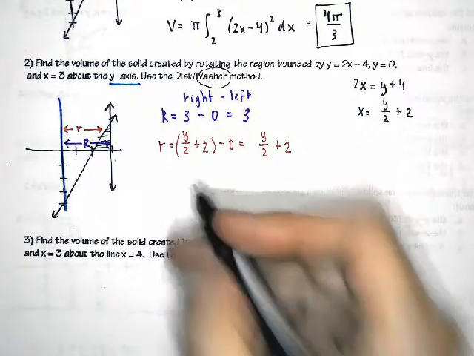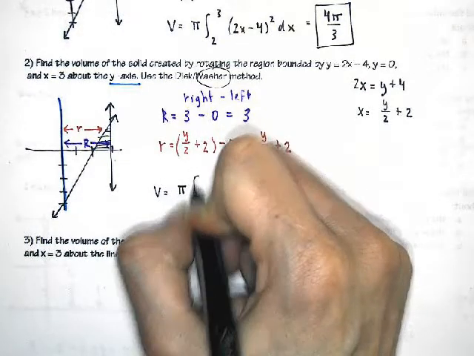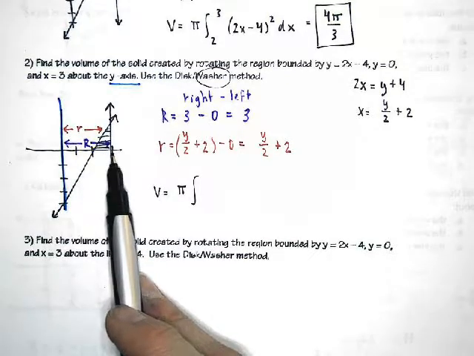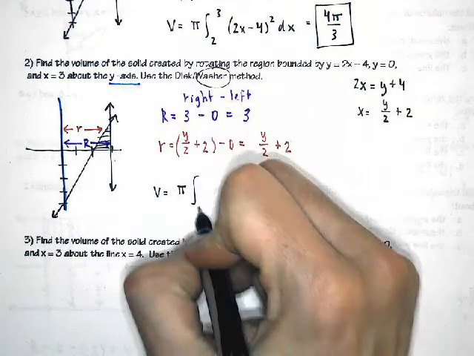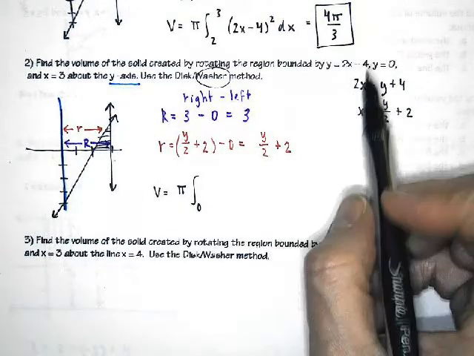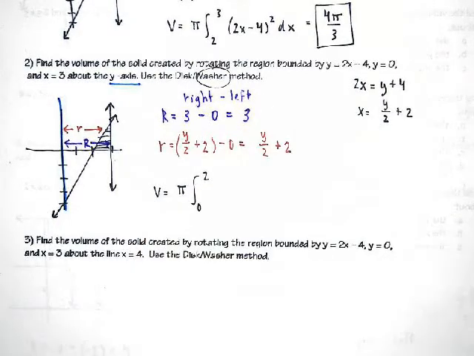So now for my volume, I'm going to have pi times the integral. Now my limits have to be y values. So I know I'm integrating from 0. Now if this is x equals 3 here, if I plug in 3, 2 times 3 is 6, minus 4, my upper bound is going to be 2.